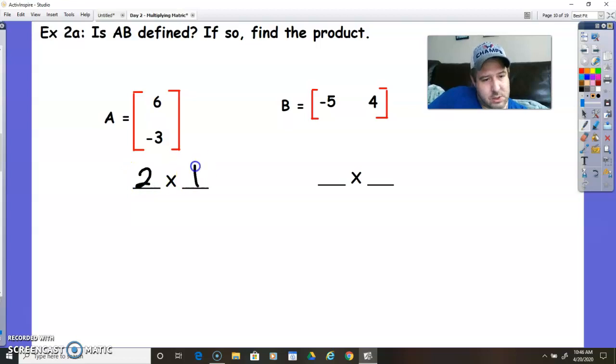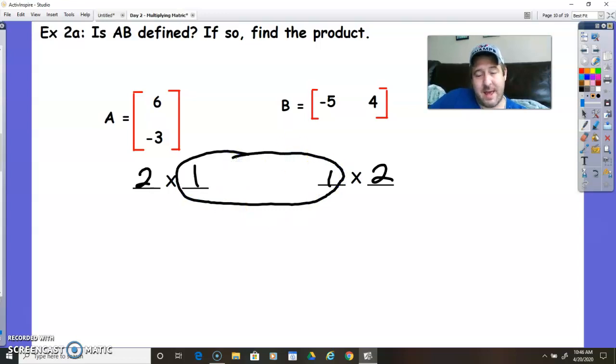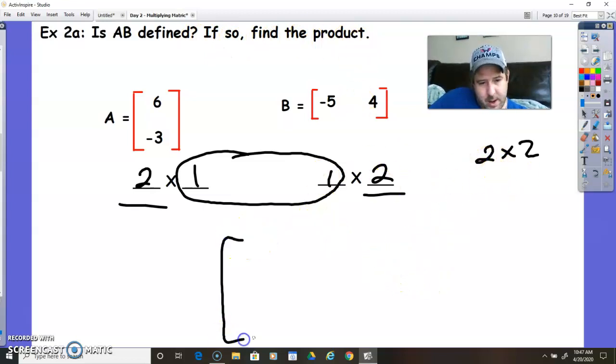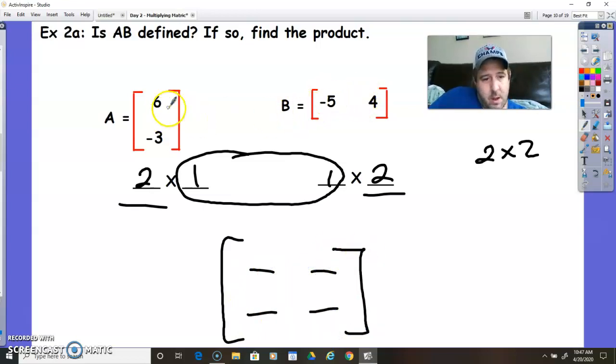So remember, this is a 2 by 1. This is a 1 row by 2 columns. Can these two be multiplied? Yes, they can. What will the product be? It'll be a 2 by 2 matrix. Is AB defined? Yes. If so, find the product. Okay, so we know it's going to be a 2 by 2. So I know it's going to have an answer here, here, here, and here. It's going to have 4 elements in the end.